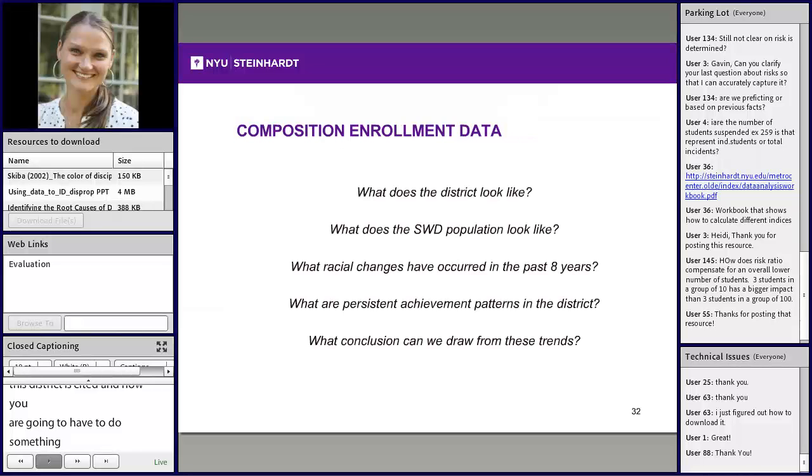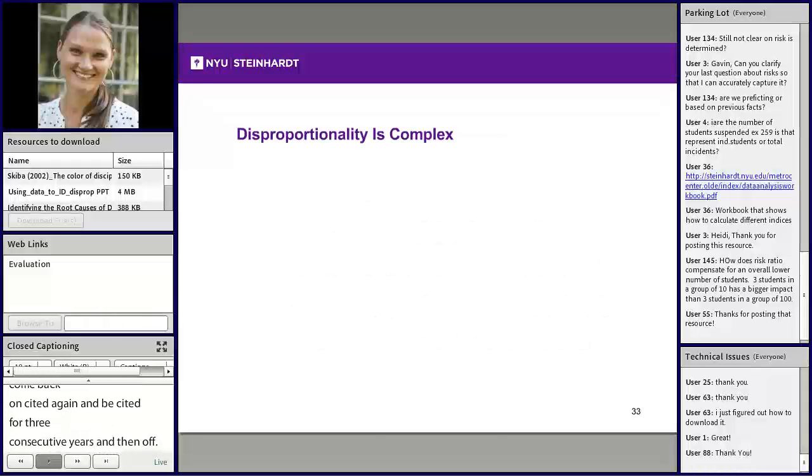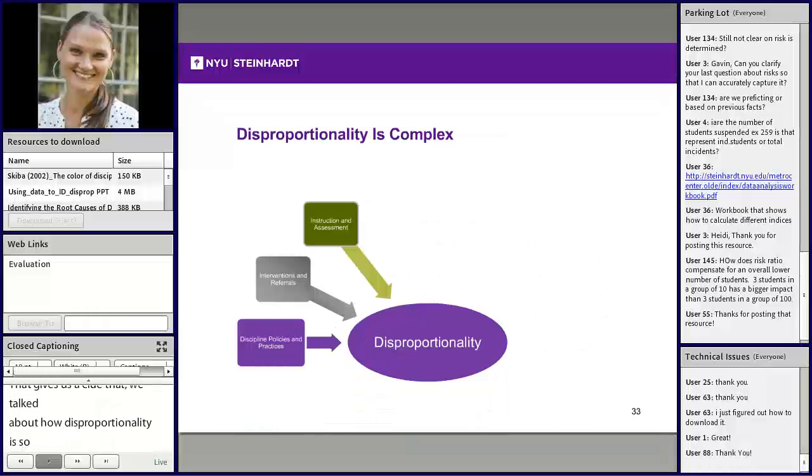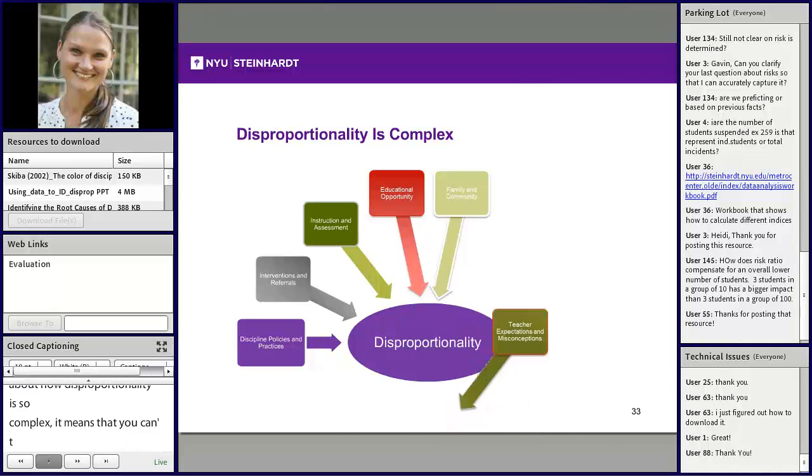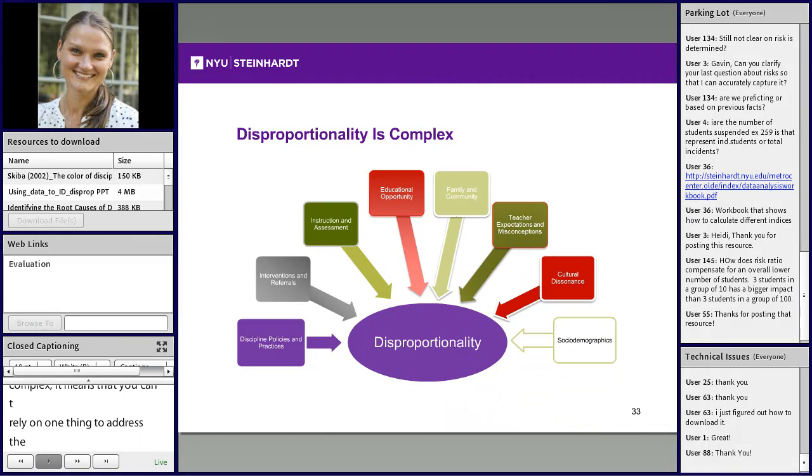Now, because disproportionality is so complex, with the districts that we've worked with, we use the language of coming on and off the list. We can see districts be cited 1 year, not be cited for 2 years, and then come back on and be cited for 3 consecutive years and then off. What that gives us a clue to is that disproportionality is so complex, it means you can't rely on one thing to address the issue. And if we just focus on reducing numbers, and I've been in districts where the conversation has been, like, let's not refer Black students, or let's not classify Black students, or let's not refer Hispanic Latino students.